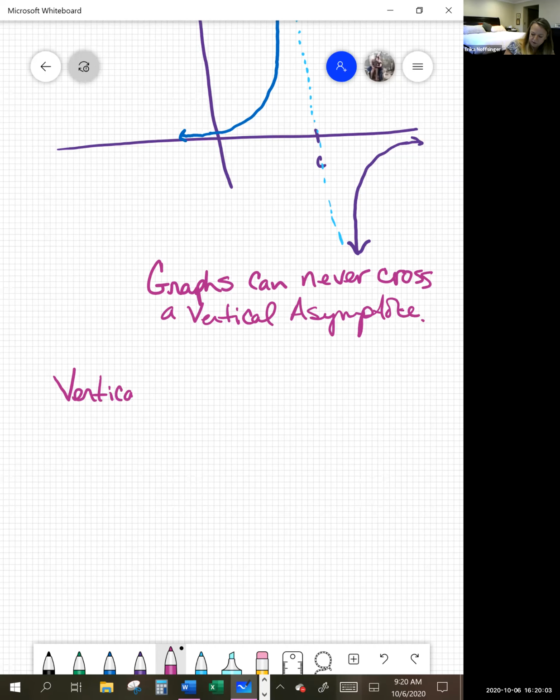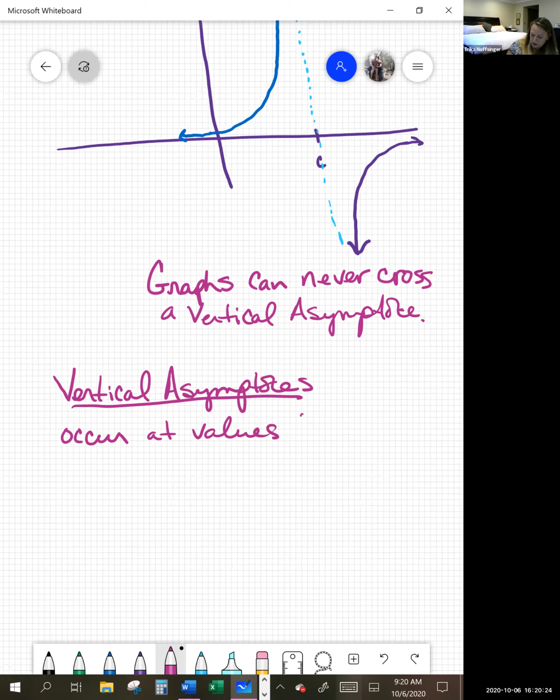So vertical asymptotes occur when our denominator is equal to 0. We know it's undefined when our denominator is equal to 0. It's not in our domain. So vertical asymptotes occur at values that set the denominator equal to 0, but not also the numerator.